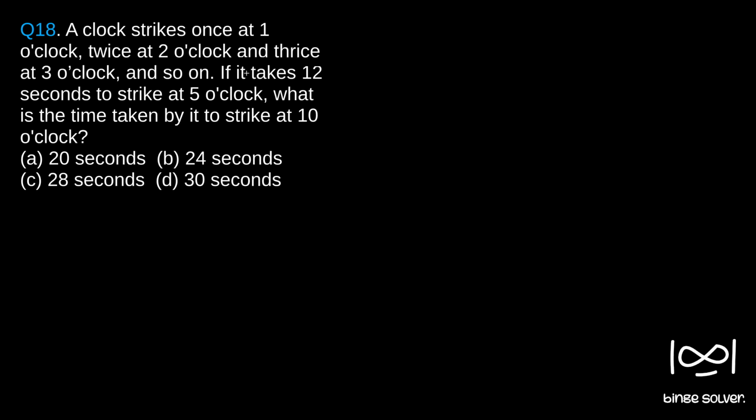From the given information, we can understand that at 5 o'clock, the clock strikes 5 times. For 5 strikes, it takes 12 seconds. So at 10 o'clock, the clock strikes 10 times. 10 strikes is 5 into 2, so 12 into 2, 24 seconds it takes. So the solution to question 18 is B, 24 seconds. Probably this is the easiest question in this paper. It takes 24 seconds to strike at 10 o'clock.